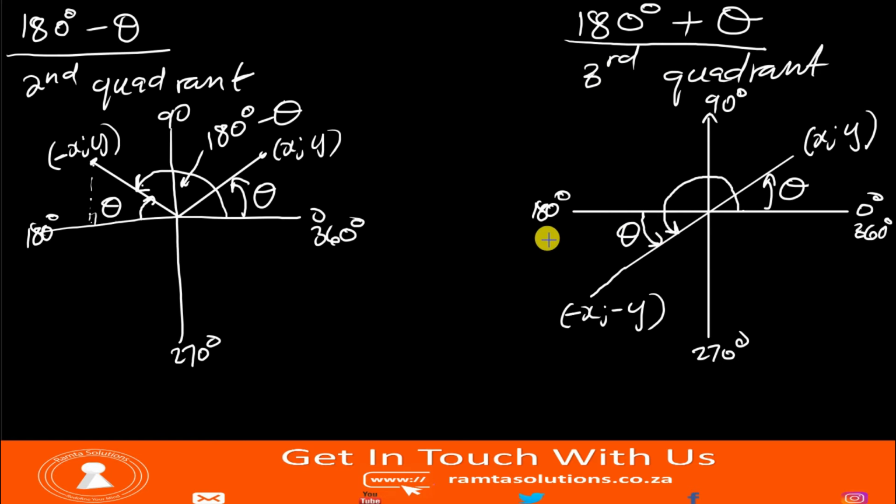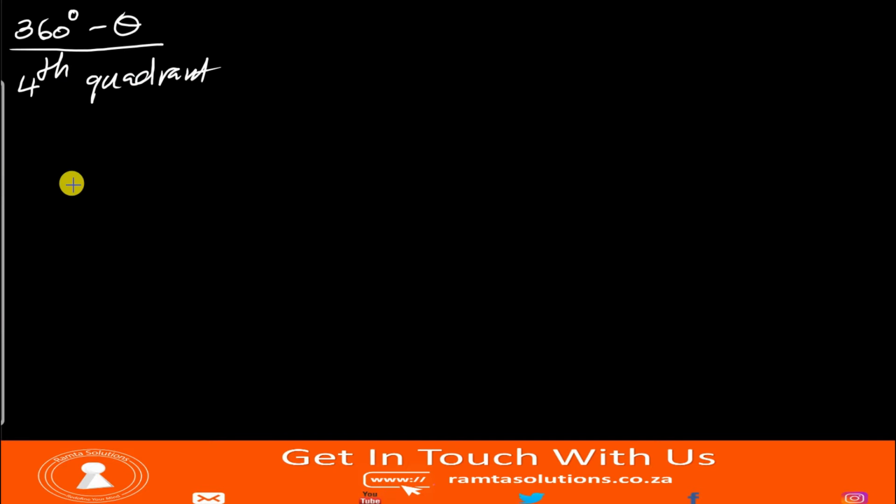Perfect. Now, we should head to 360 degrees minus. When we look at 360 degrees minus theta, this is in the fourth quadrant. Let me draw it again.